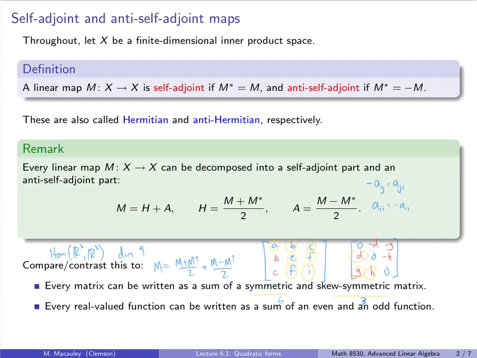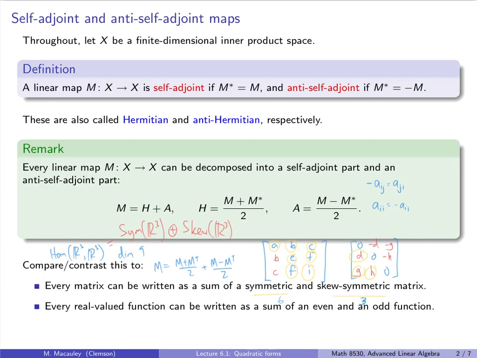So this is a 6-dimensional and a 3-dimensional subspace of a 9-dimensional space. It's easy to see that these intersect trivially. The only matrix that is symmetric and skew-symmetric is the 0 matrix. And so these are complementary subspaces. So the space of 3×3 matrices is equal to the space of symmetric 3×3 matrices plus the space of skew-symmetric 3×3 matrices.